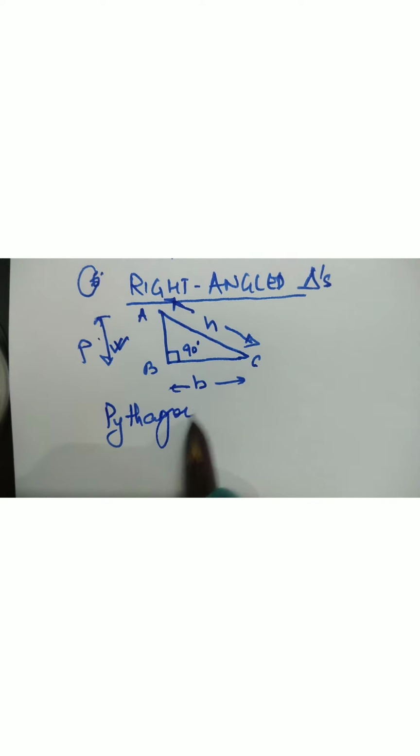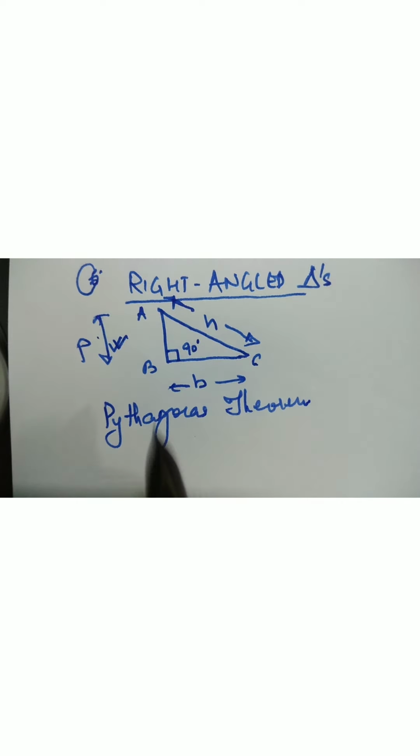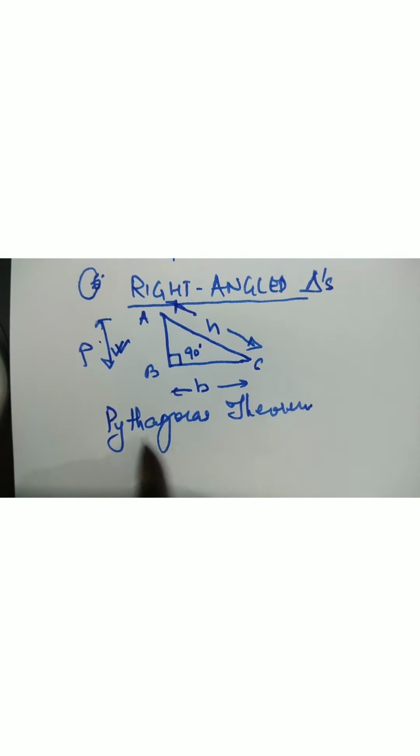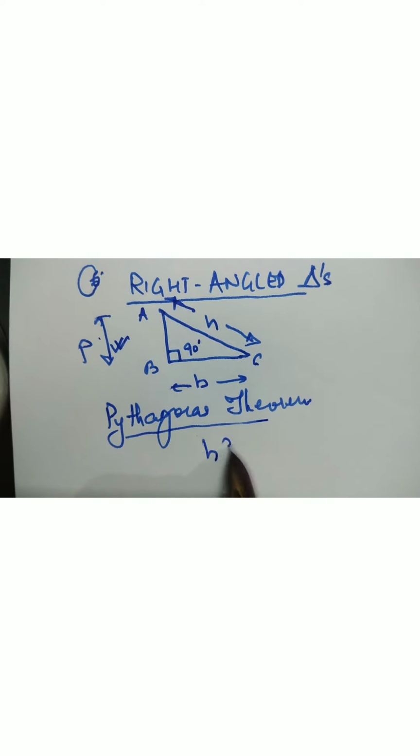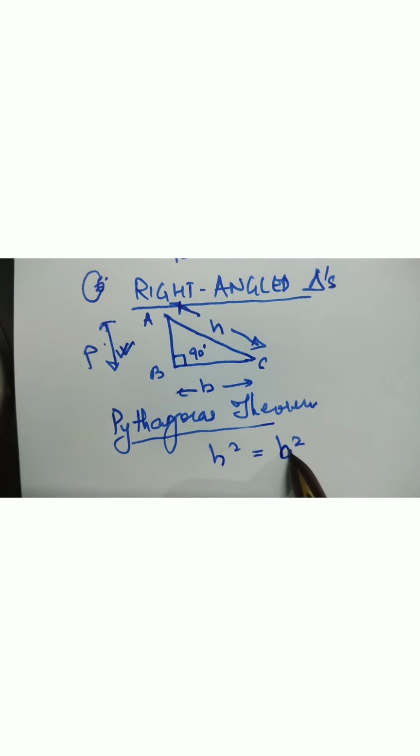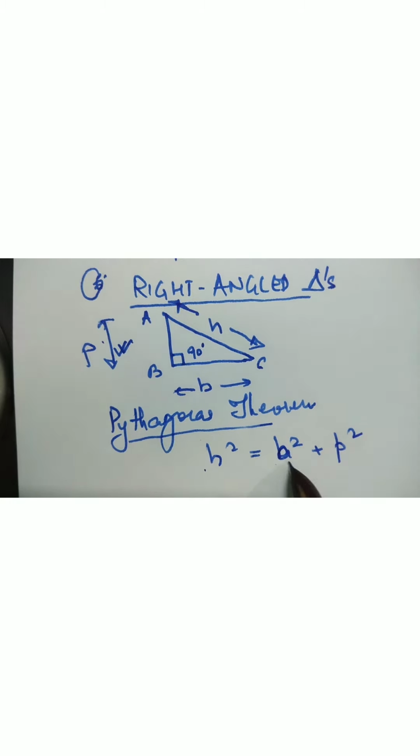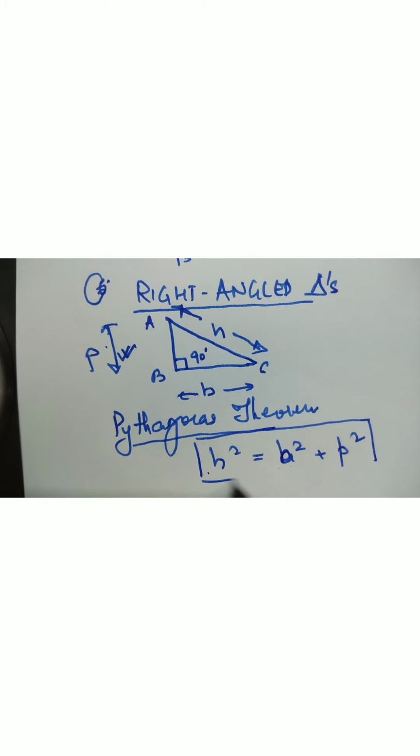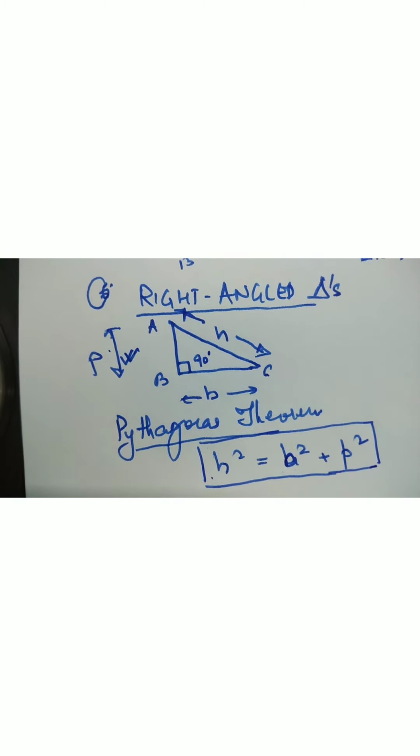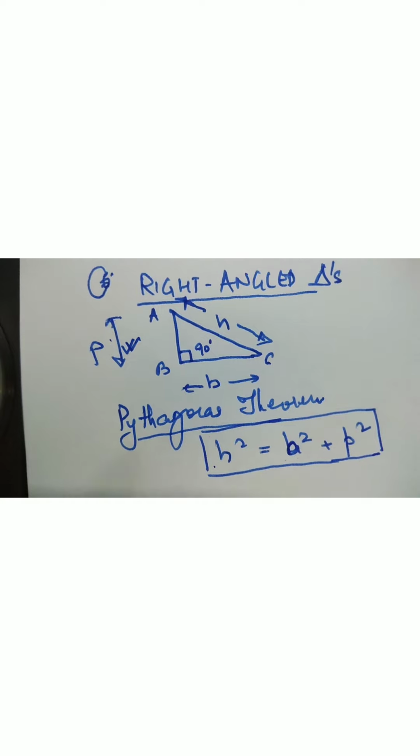So, Pythagoras theorem, what's Pythagoras theorem all about? It says that in a right angle triangle, the square of the hypotenuse is actually equal to the sum of squares of the sides, b square plus p square. Because I have chosen b and p here, it is actually h square is equal to b square plus p square. This is all about the Pythagoras theorem, and I hope you all remember this formula because we are going to use it very frequently.